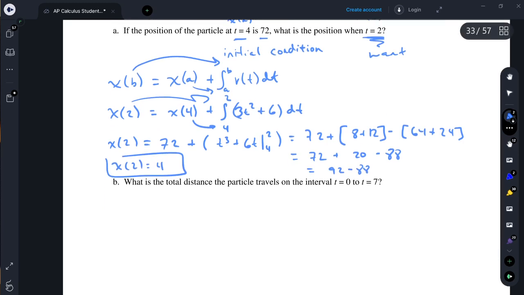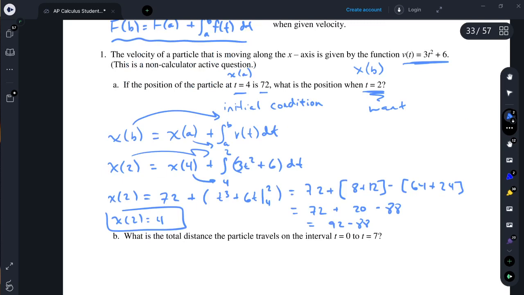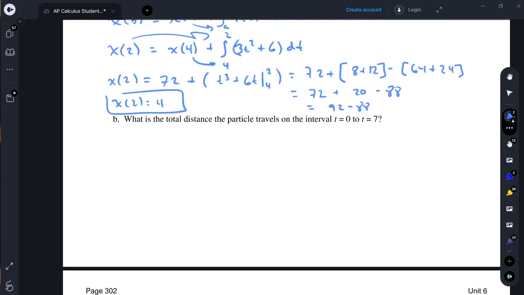What is the total distance the particle travels from 0 to 7? Honestly, I know I said this is a non-calculator question, but I have very rarely seen anything like this on a non-calculator section. It's 99% of the time a calculator question. I've never seen them ask us to do this by hand with something this complicated.